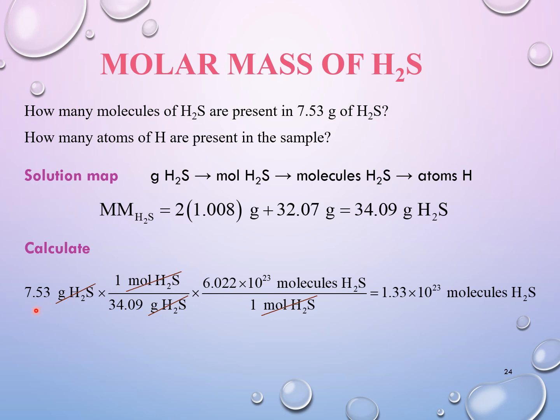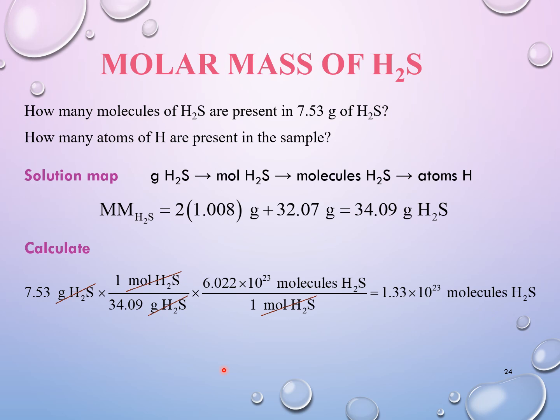We have the grams of H2S, 7.53. We cancel off the grams of H2S with the molar mass, 34.09 on the bottom. And then we use Avogadro's number to get molecules of H2S. So this is the answer for the first part, which is 1.33 times 10 to the power 23 molecules of H2S.